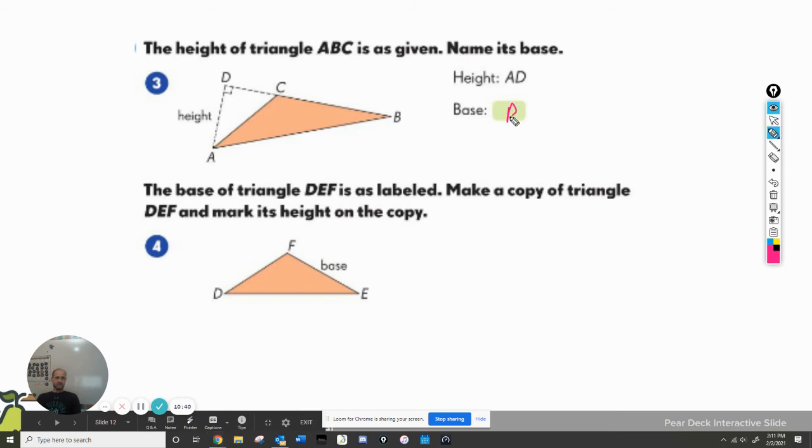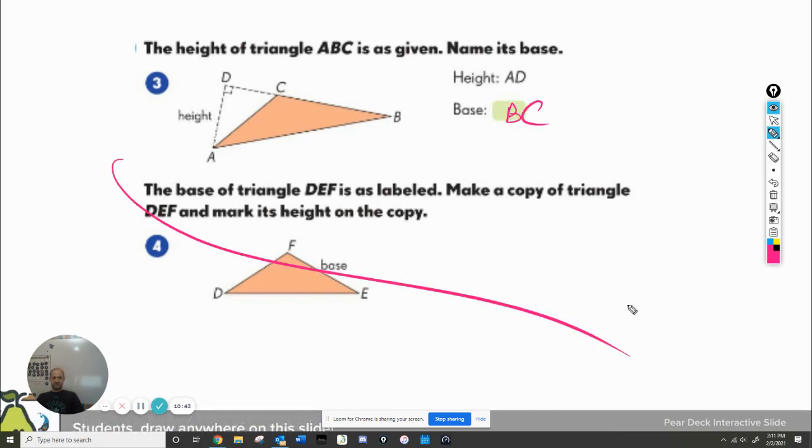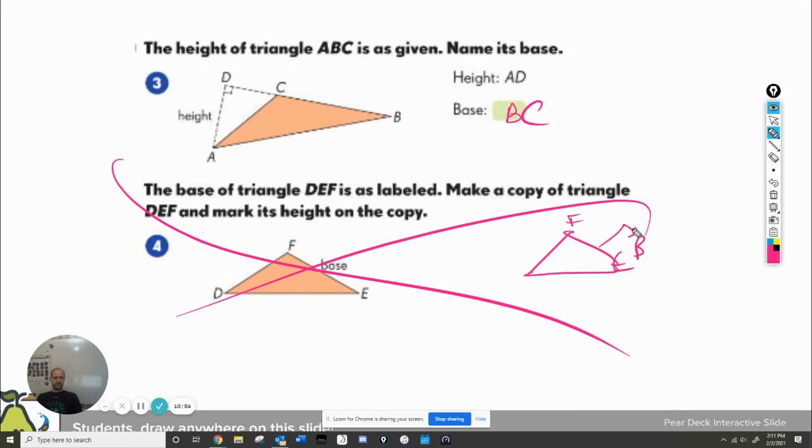Okay. B, C. You don't have a book, so you can't really do that. But you could just draw your own. So maybe you can. If FE is the base, then you got to continue this line out and then make your right angle there. And what is that? AD, U for duh, is the height. There.